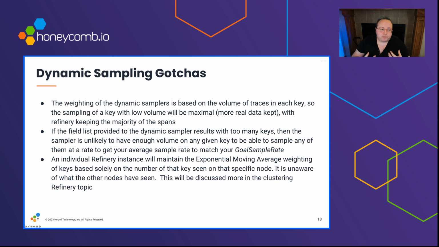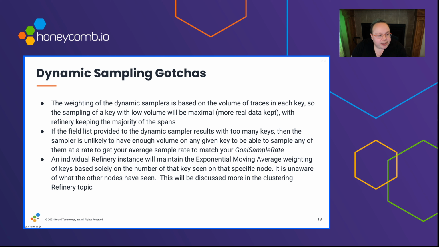When you're building your field list and providing it to the dynamic sampler, you want to make sure you don't have too many keys. If you have too many keys, you're unlikely to get enough volume on any given key to be able to sample them with any real reduction in events coming through to Honeycomb. And you're likely not to match your goal sample rate.